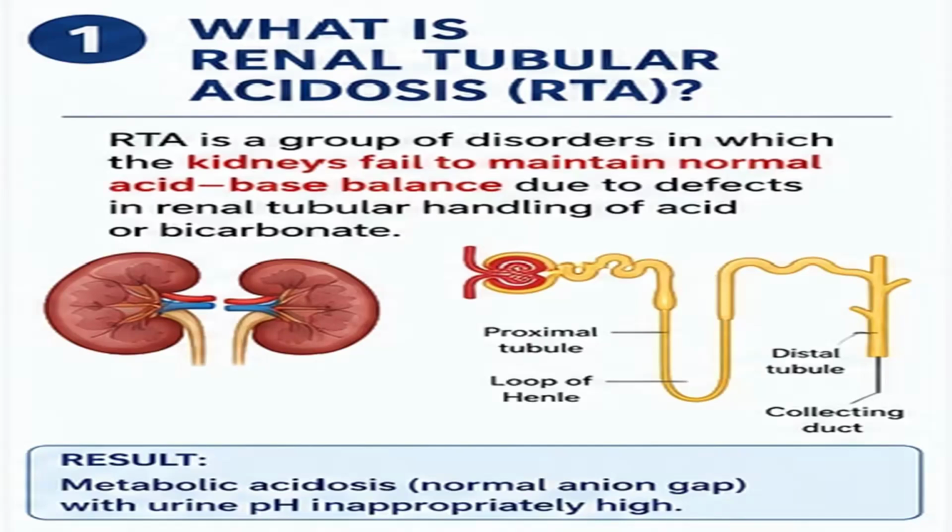Renal tubular acidosis, or RTA, is a group of disorders in which the kidneys cannot maintain the body's normal acid-base balance. Although the kidneys filter blood normally, they fail to remove acid or conserve bicarbonate effectively. This results in a normal anion gap metabolic acidosis and can lead to growth problems, kidney stones, and bone disease if left untreated.